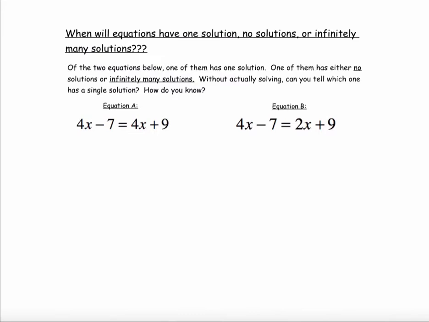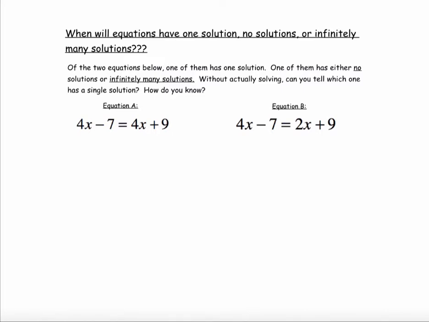So now the question becomes, well, we know that it's possible to have no solutions. We know that it's possible to have one solution. We know that it's possible to have infinitely many solutions. When is this going to happen? So we've got two equations down here, equation A and equation B, and one of them is going to have just one solution, just like normal like we're doing. And one of them is going to have either no solutions or infinitely many solutions, some kind of crazy situation. Can you tell just by looking without actually solving them which one is going to have exactly one solution?